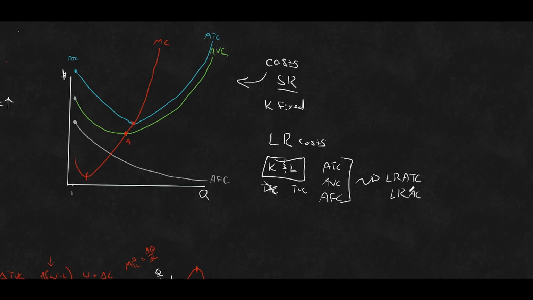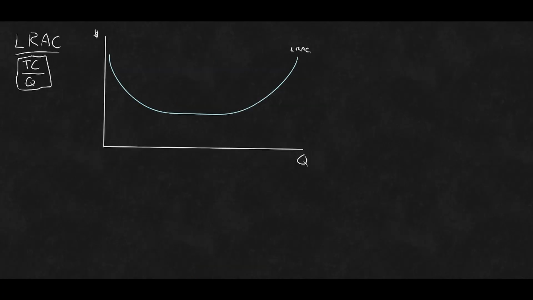So let's take a look at this and talk about the features of this long run average cost curve. Here we have pre-drawn for us our long run average cost curve. In this case, it's long run because it includes both the capital and the labor costs. And really the way we're finding this is just our total cost per unit. So total cost per unit, and that is how we get this.